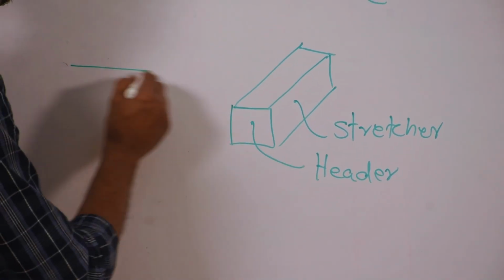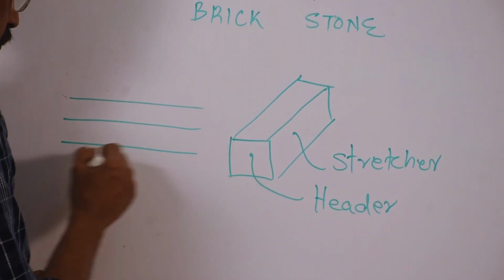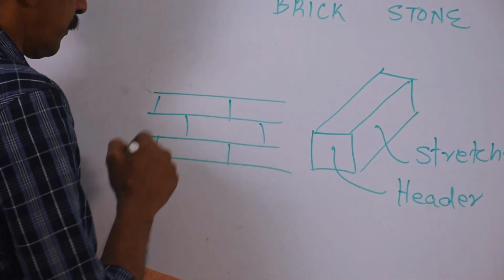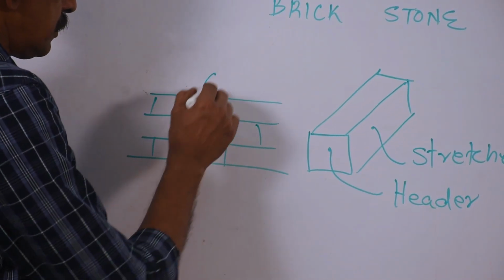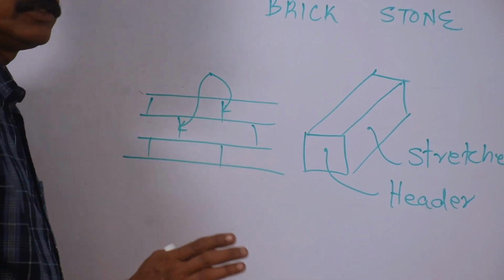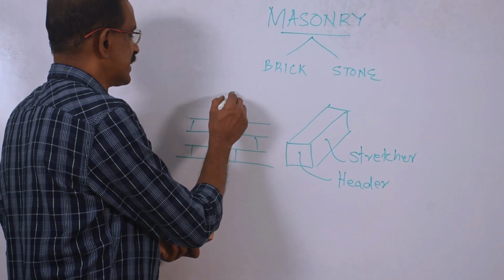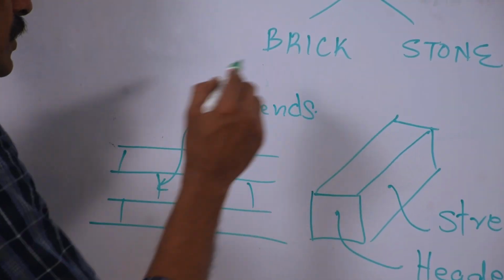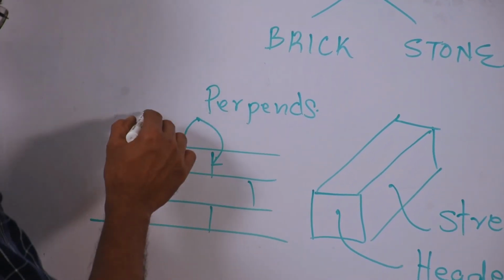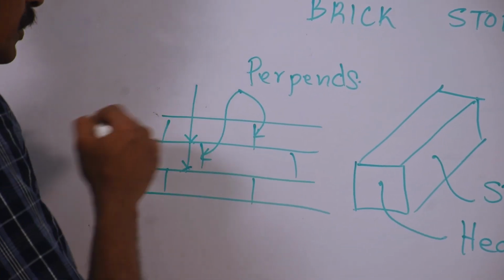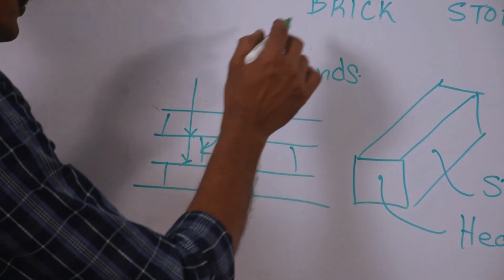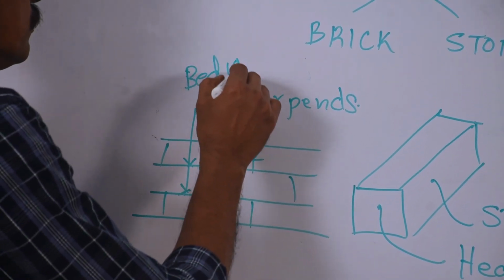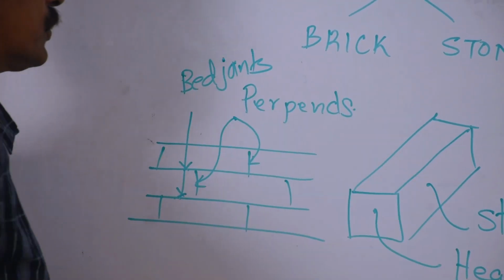If you arrange the bricks to construct any structure, it looks like this. These are the vertical joints, joints coming in the vertical direction. They are called perpends. Vertical joints are called perpends. But these are the horizontal joints. Horizontal joints are called bed joints.